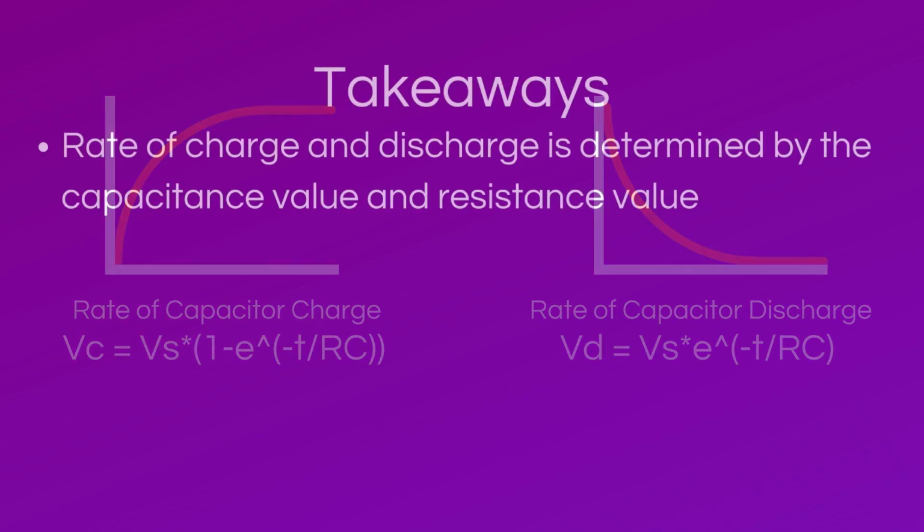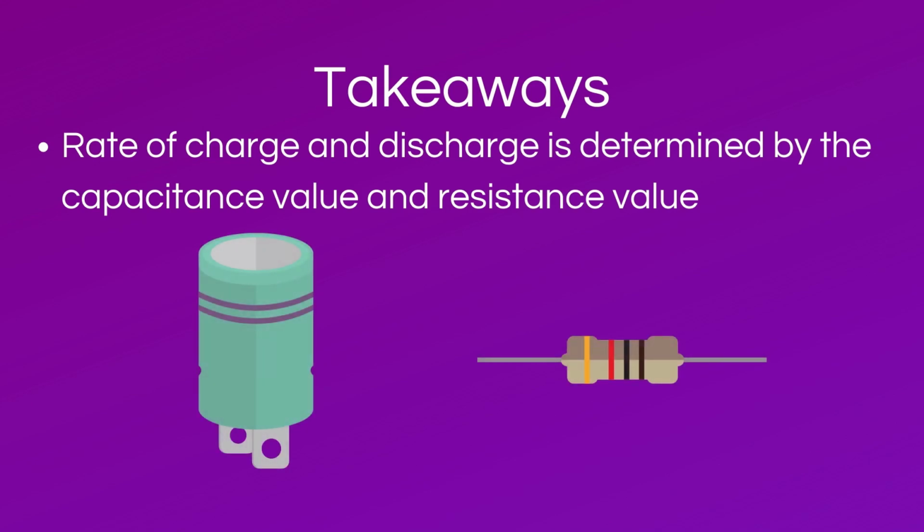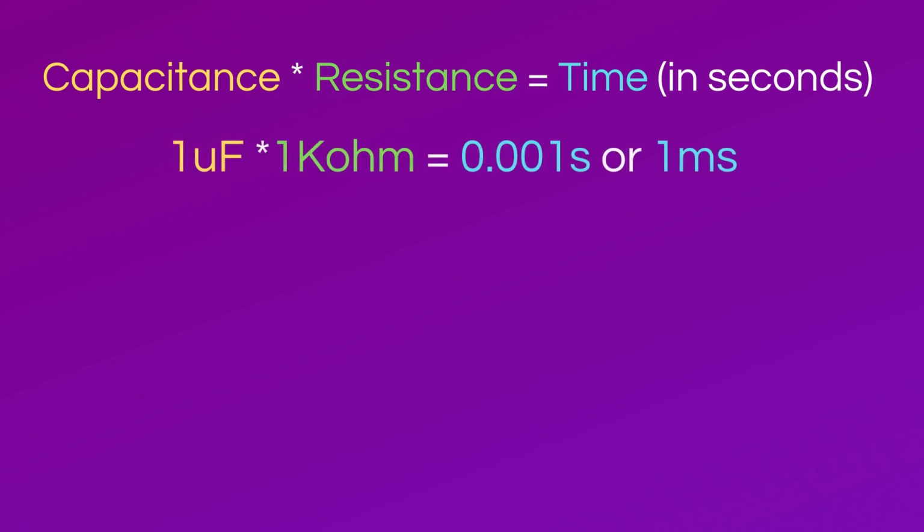Based on these equations, the rate that the capacitor will charge is determined by the resistance times capacitance value. This means that the capacitor will take longer to charge or discharge when the capacitor has a high capacitance or the resistor has a high resistance, and the capacitor will charge or discharge quickly if the reverse is true. Capacitance times resistance equals time in seconds. Let's do a quick example. A capacitor rated for 1 microfarad times a resistor rated for 1 kiloohm equals 0.001 seconds or 1 millisecond.